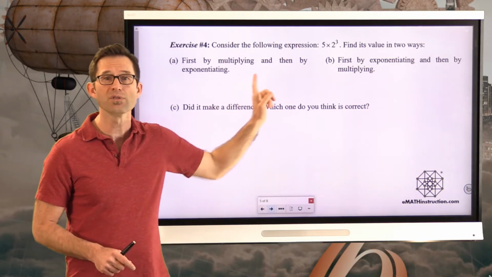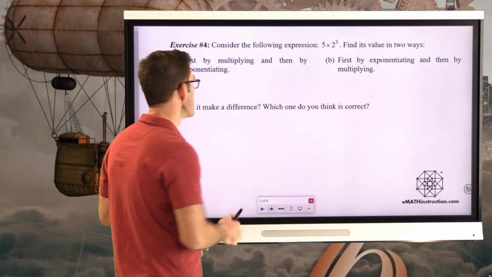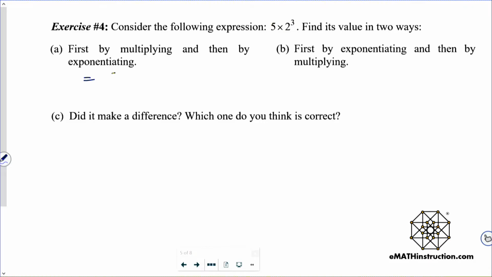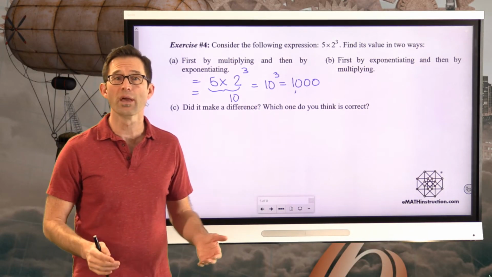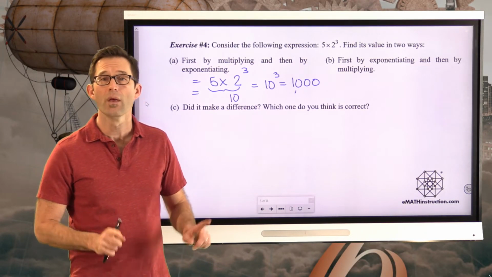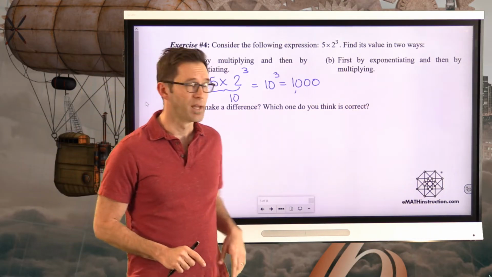In letter A, first by multiplying, then by exponentiating. So let me write this calculation down again, just so that we've got it here. If we're going to first do it by multiplying, the idea would be, I'm going to do 5 times 2, which is 10, and then I'll have 10 to the third, which would be 1,000. So that's what I would get if I did the multiplication first. Let's see what happens if I do the exponentiation first.